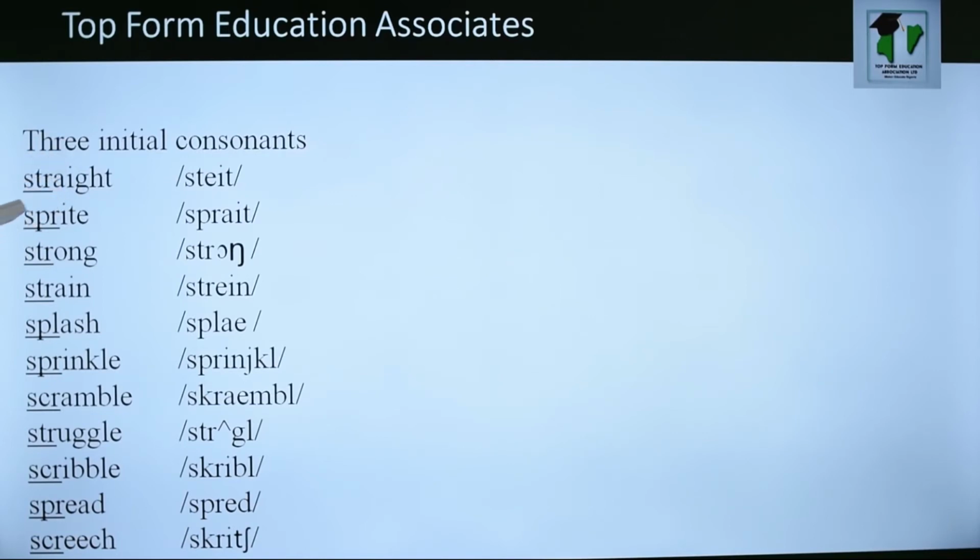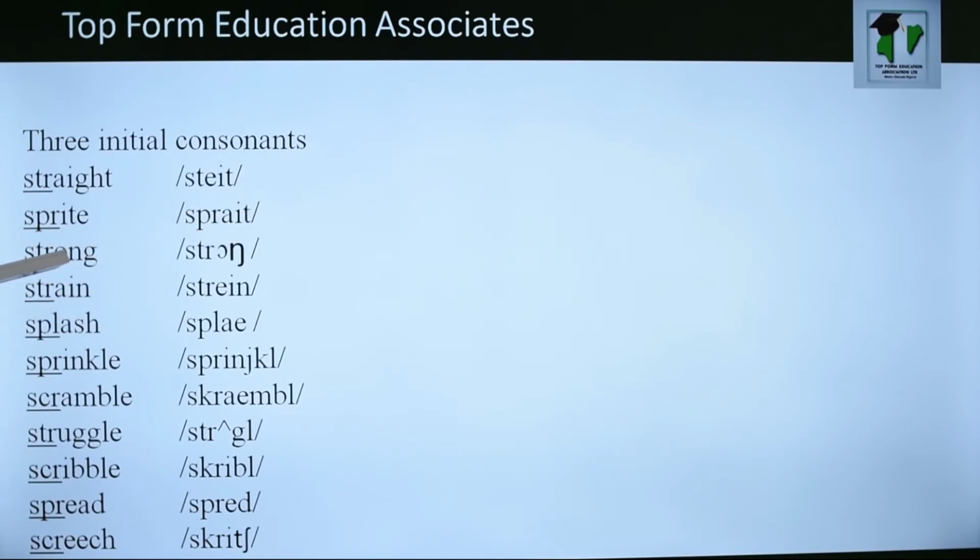Then we have sprite. In fact, almost every word that starts with STR or SPR, they are what? They are consonant clusters, because there you see three consonant sounds together and being pronounced at the same time. We have sprite. Then we have strong.